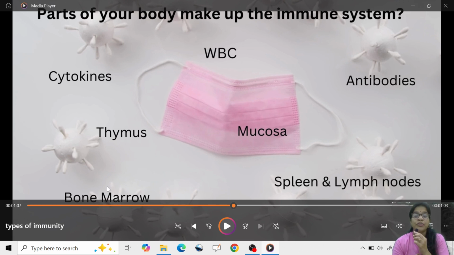Where the maturation happens, that is why the B cells are also called bone marrow cells. T lymphocytes and B lymphocytes: the T lymphocytes have T in it, which stands for thymus. So B cells and T cells are the major immune cells.